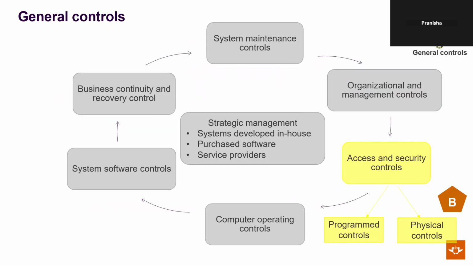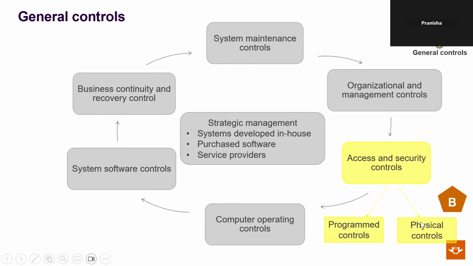Then the next level of controls that we will be looking at is access controls. If we think about it, here's our accounting system, and we want to make sure that only people with the correct level of access enter or access the system. Access controls are made up of two types of controls: programmed controls and physical controls.